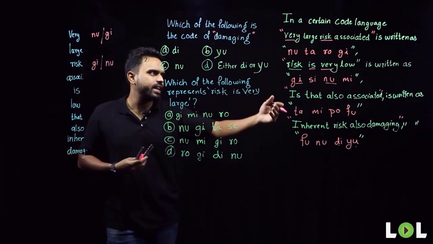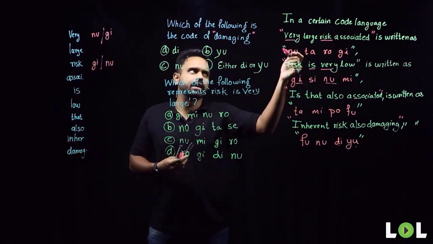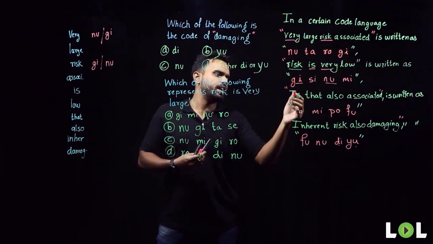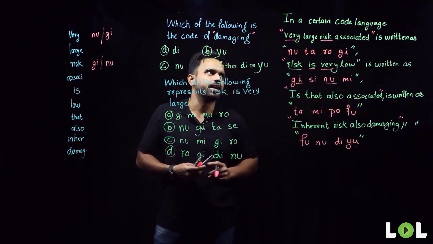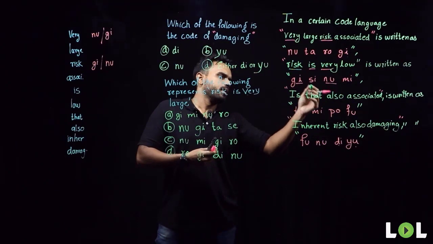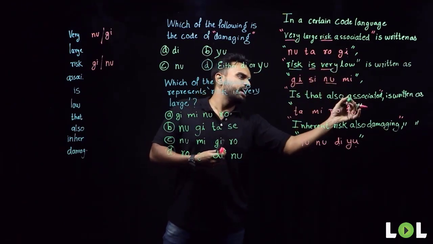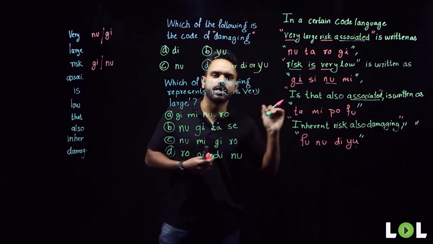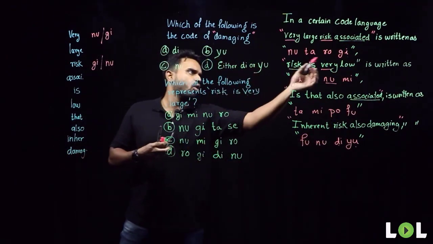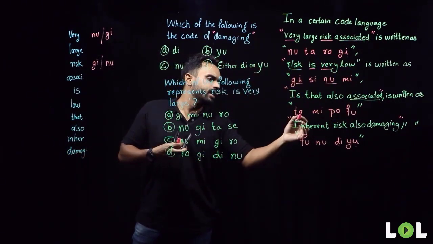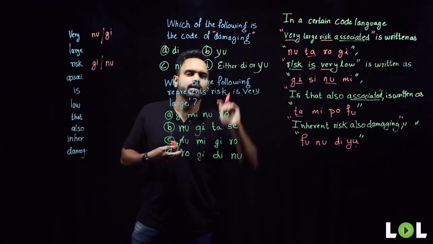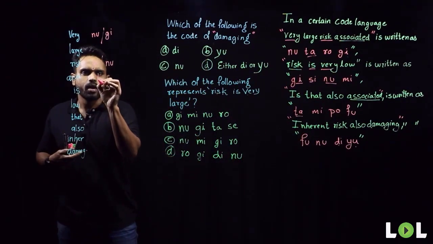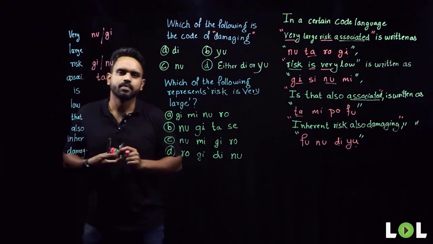So we'll go with the next sentences and try to crack it. Very large risk associated, is that also associated? Now I can quickly see that associated is the word which is in common between my first statement and third statement. The code for the first is nu ta rogi, and I can quickly see the ta here. So for sure associated is ta.